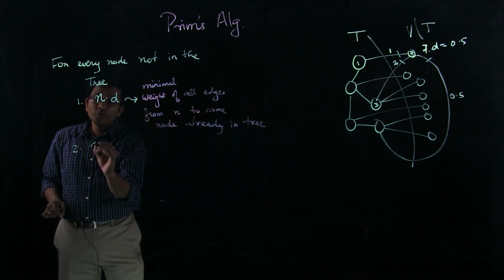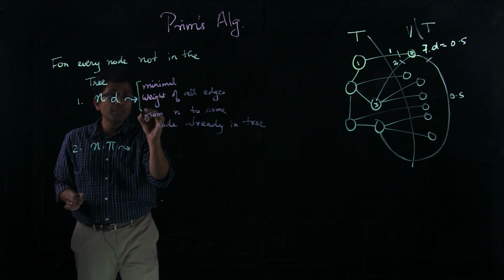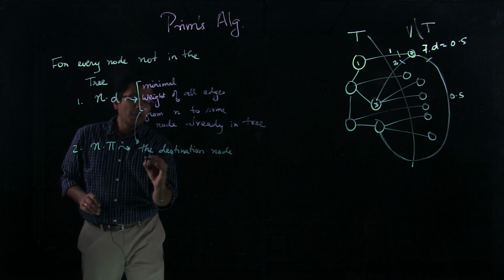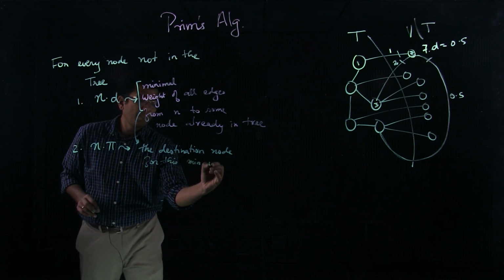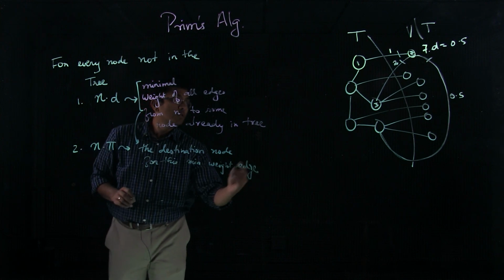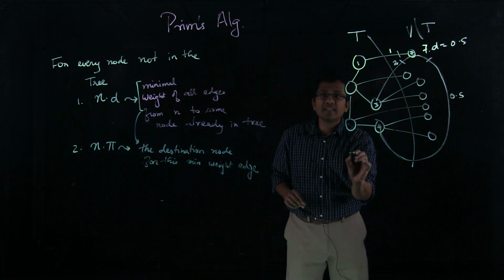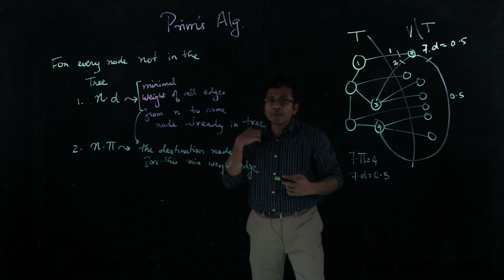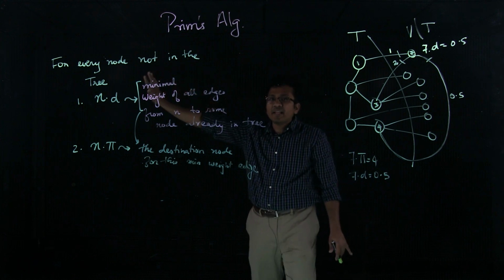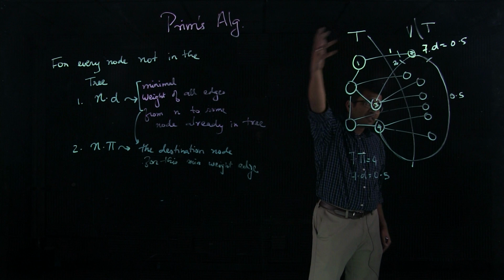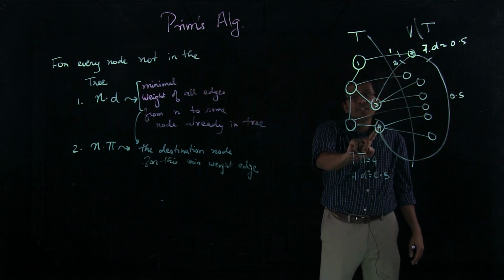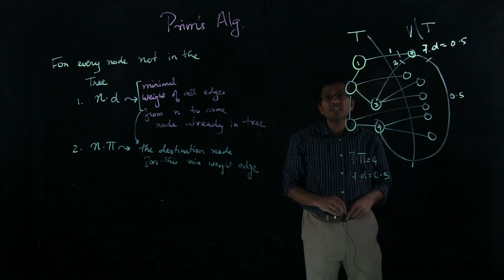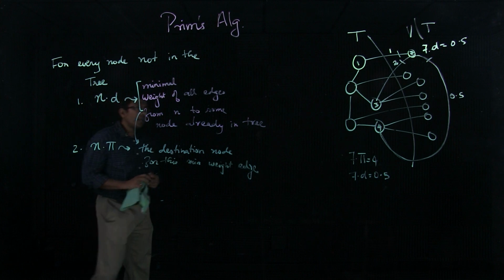So I'm going to maintain n dot d, and n dot pi, which is the destination node for this minimum weight edge. So 7 dot pi, let's call this node 4. In this case 7 dot pi is 4, 7 dot d will be 0.5. So that's telling me that from 7, the minimum weight edge to the tree, these are undirected edges, so don't worry which is from and which is to, but from 7 the minimum weight edge goes to 4, denoted by pi, and d, the weight of this edge, is 0.5. This is the information that's stored in every node not in the tree.